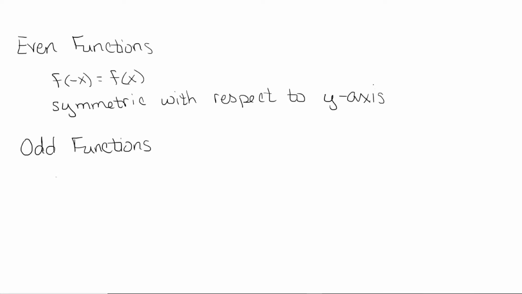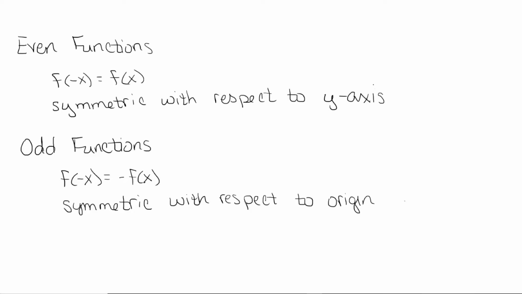Next, let's look at odd functions. Odd functions have the property that f of negative x is equal to negative f of x. Changing the x to a negative value changes the sign of the entire function. Odd functions are said to be symmetric with respect to the origin. This means if I look at the graph and I can turn the graph 180 degrees, the graph looks the same. That's what it means to be symmetric with respect to the origin.